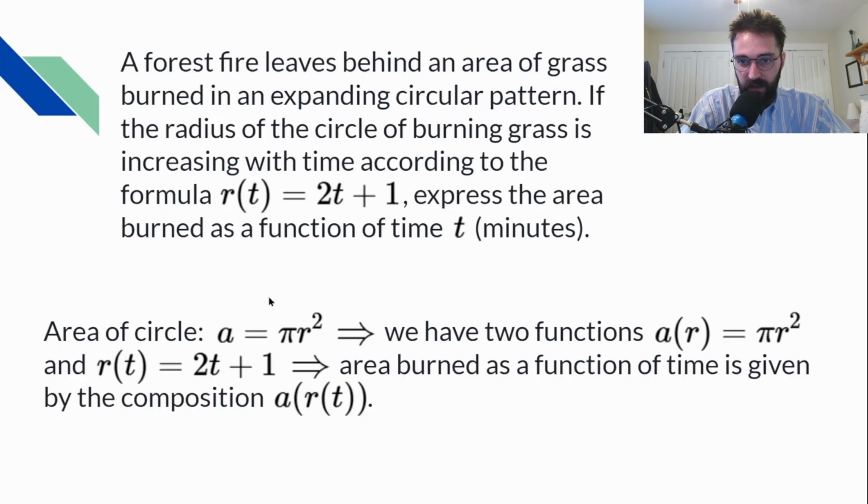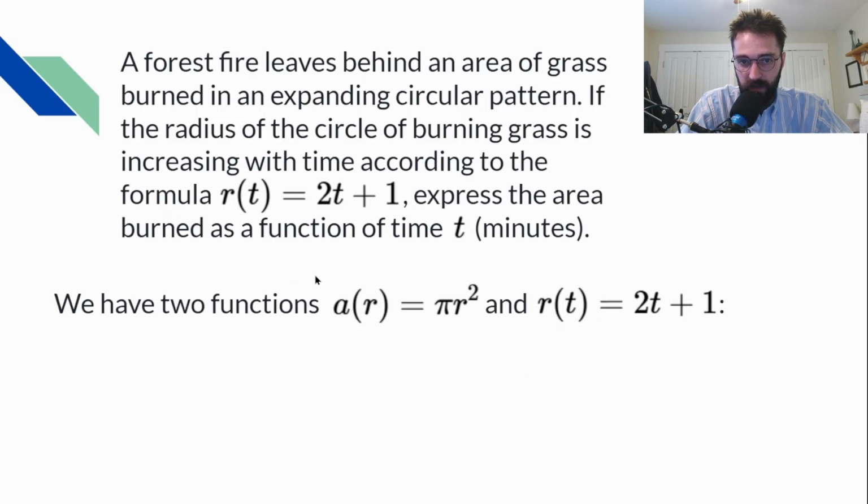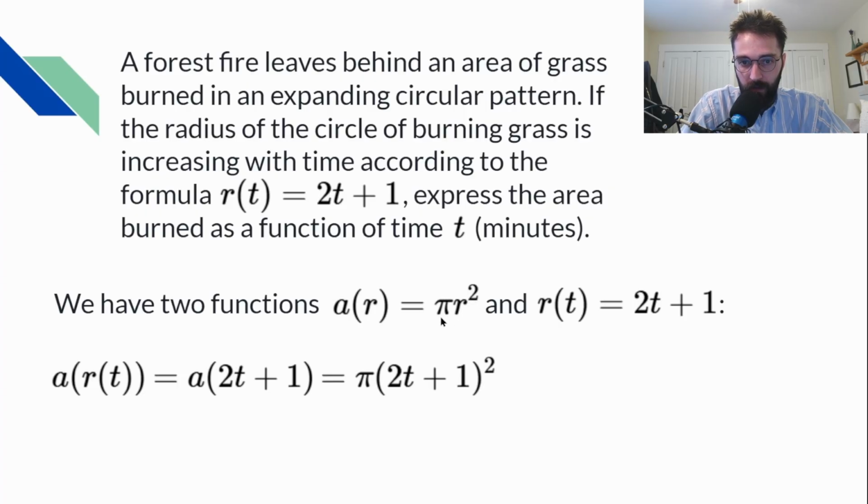So let's take these two functions and compose them and see what we get. We have the two functions A of r equals pi r squared and r of t equals 2t plus 1. So we're going to take A of r of t and determine what that is. A of r of t is equal to A of 2t plus 1. But what does the function A say to do? It says to take what we're given and square it and then multiply by pi. So we have pi times 2t plus 1 squared.